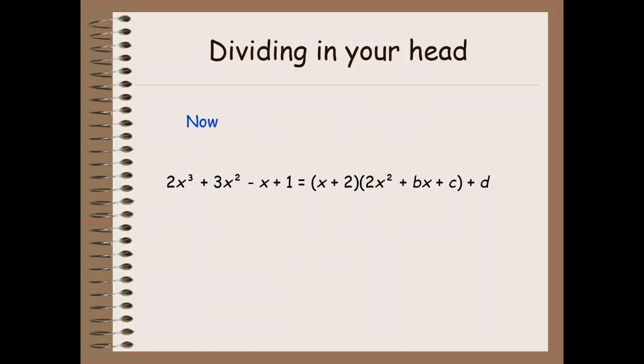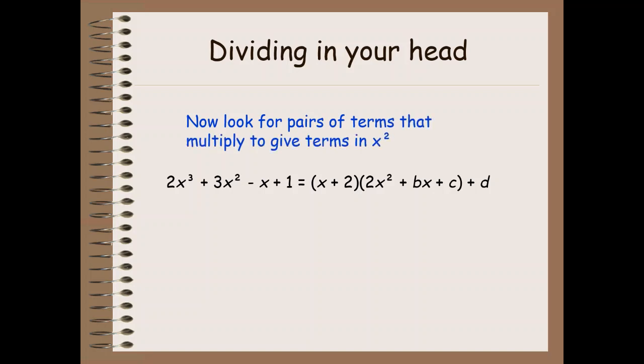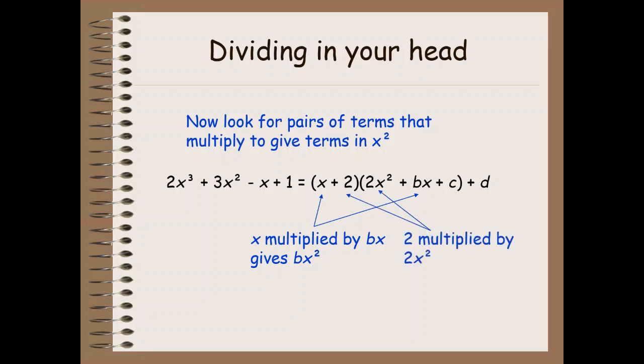There we go. Place the first one. Now, I have to look for the pairs of terms that multiply to give the terms in x squared, because I will have a couple of them. Don't forget. 1x times bx will give me a bx squared term. And then the 2 times 2x squared is going to give me a 4x squared. But look at the question. I don't need 4x squared. I need 3x squared. So bx squared plus 4x squared must be 3x squared. Therefore, my b is negative 1.